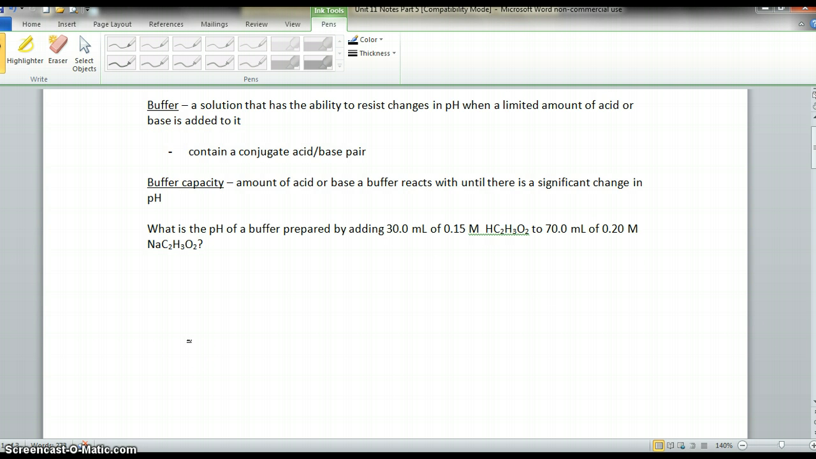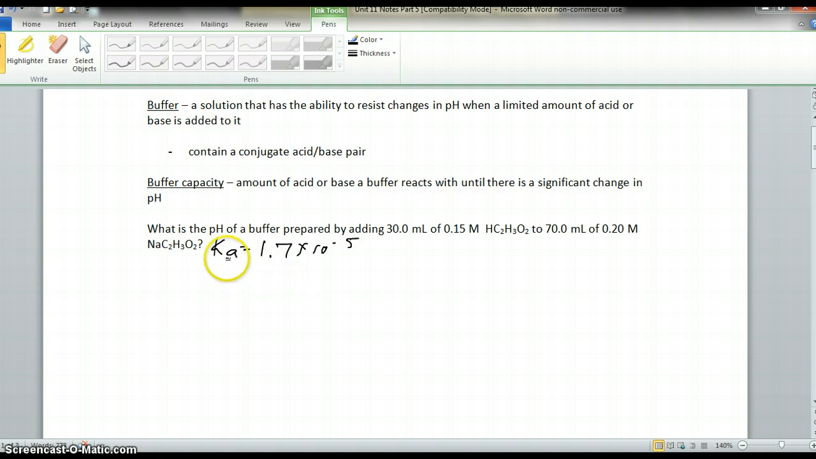The first one says, what is the pH of a buffer prepared by adding 30 milliliters of 0.15 molar acetic acid to 70 milliliters of 0.2 molar sodium acetate? If you notice here, you have acetic acid, HC2H3O2, and you have NaC2H3O2. So the common ion is acetate. The one piece of information I forgot to write into the problem here is Ka equals 1.7 times 10 to the negative fifth.